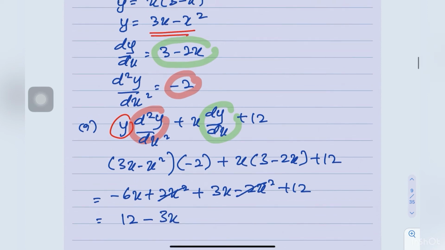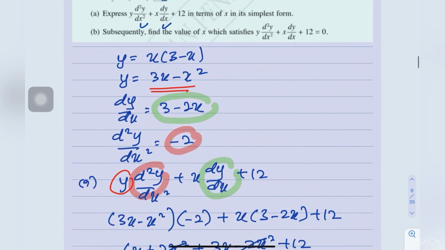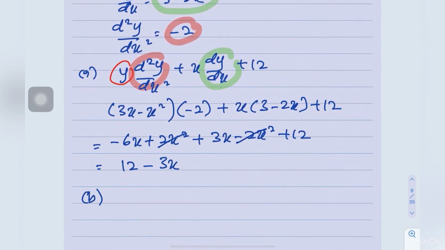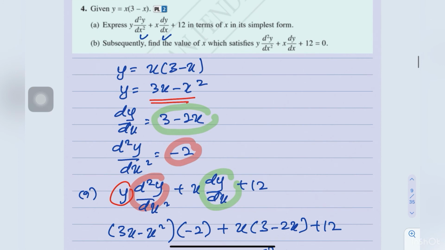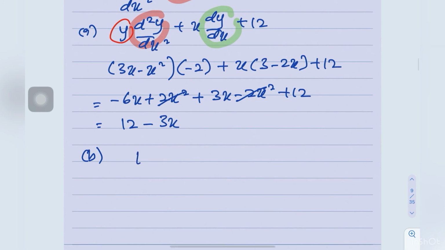Okay, so for question B, subsequently find the value of x which satisfies y d squared y/dx squared plus x dy/dx plus 12 equals 0. You can see here these two are the same. So actually the expression that we get from A equals 0. So therefore 12 minus 3x equals 0, then x equals 4.